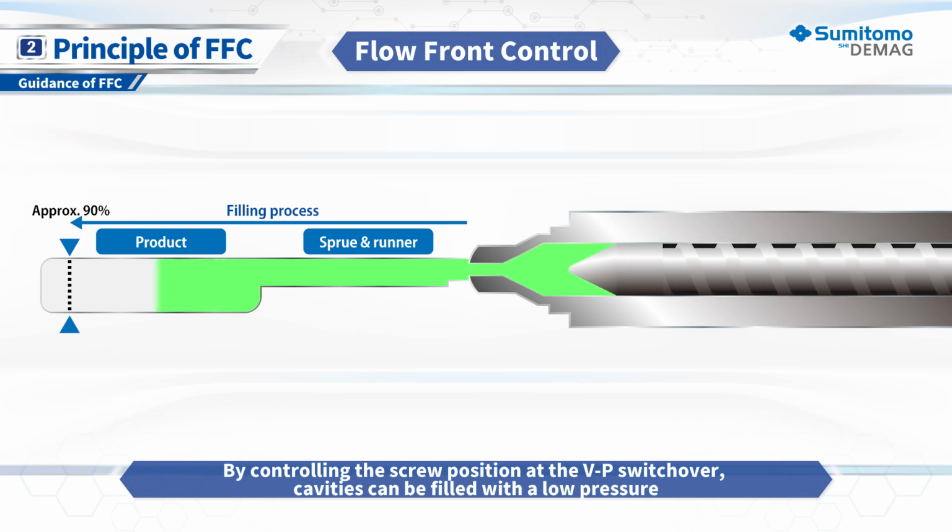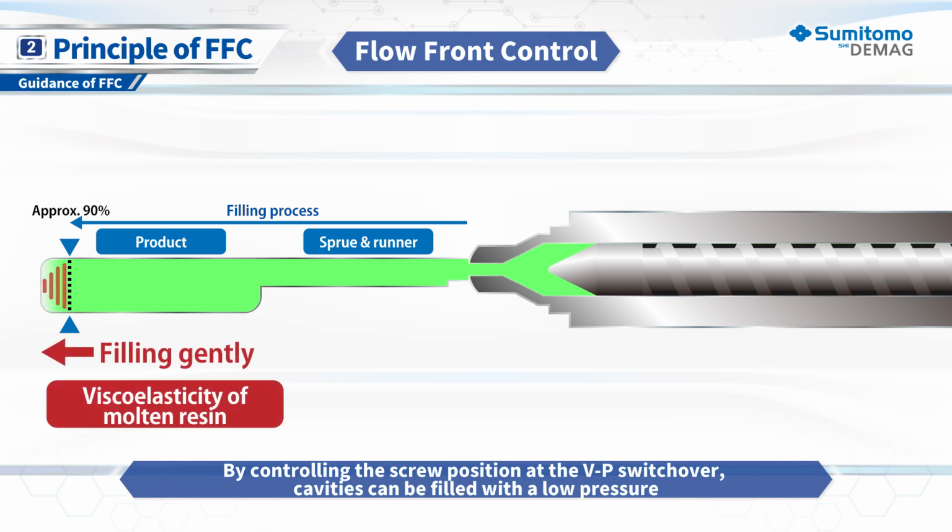Specifically, about 90% of the product is filled in the filling process, and the remaining 10% is filled gently, using the viscoelasticity of resin, to achieve complete filling. To begin with, I would like to explain a little more clearly about viscoelasticity of resin, so that you can have a concrete image of how it is used.